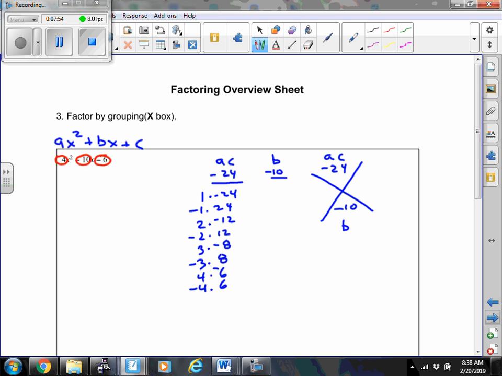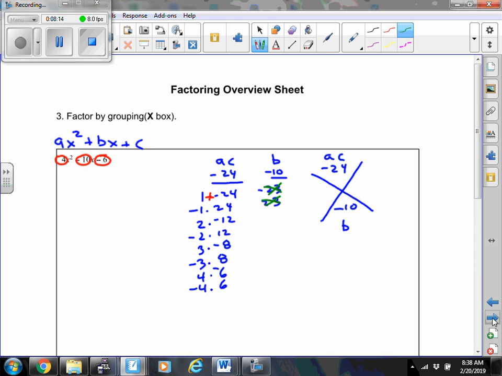Now what I'm going to do is add the two things together. My goal is to get negative 10. So if I add these two factors together, I get negative 23. I don't want that. That's out. If I add these two together, I get 23. I want negative 10. That's not my choice.